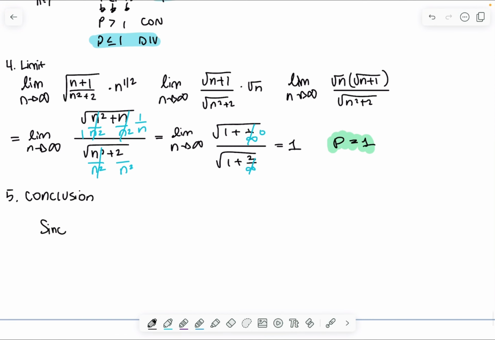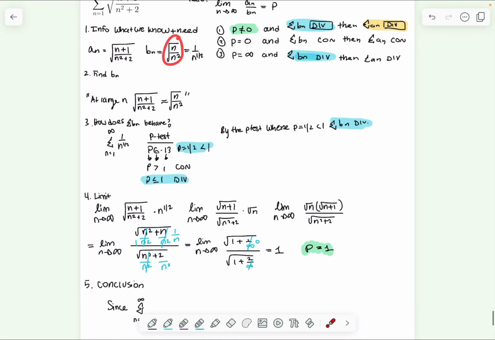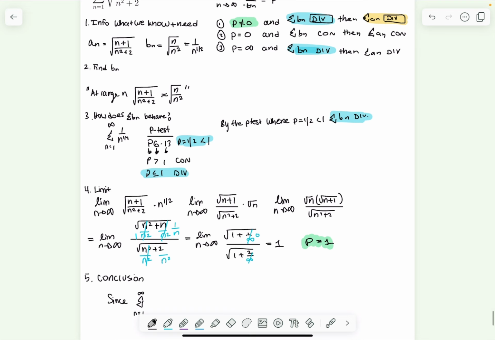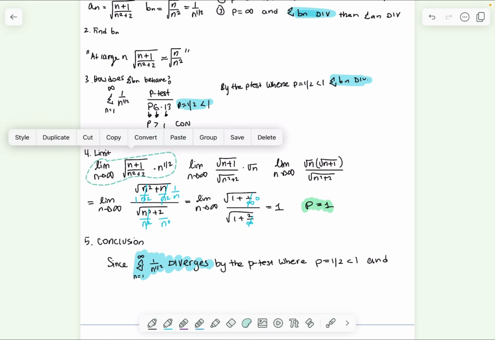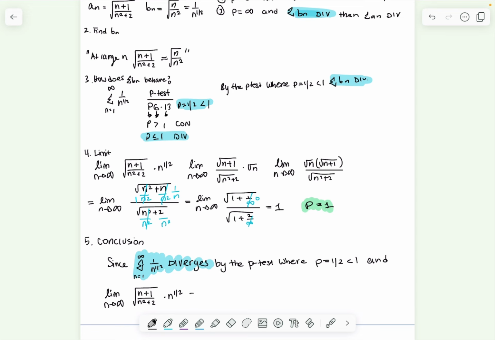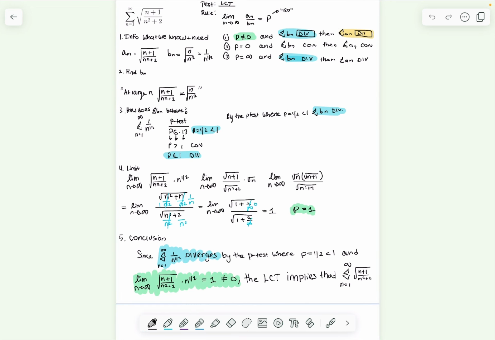I always start with "since," and then I go in the order of my work, so blue and then green. So since the series b of n, you can write either this or this for b of n, it doesn't matter, they're the same thing, diverges by the p-test, where p is equal to 1/2, which is less than 1, and then the green part, I literally just take the actual limit from the beginning, drag it down, say what it's equal to, say that it's not equal to 0, comma, the LCT, the limit comparison test, implies that the given series in question from n equals 1 to infinity of whatever this is diverges as well. So that's it for this problem.